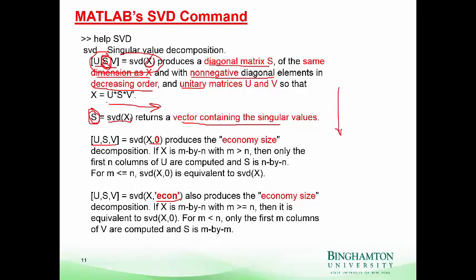And you can look at this and compare what it's saying. What these will give you depends upon whether the matrix X is square, rectangular and tall, or rectangular and short. So the best thing to do is create a square matrix, try each of these and see what happens. Create a tall matrix, try each of these and see what happens. Create a short matrix, try each of these and see what happens.